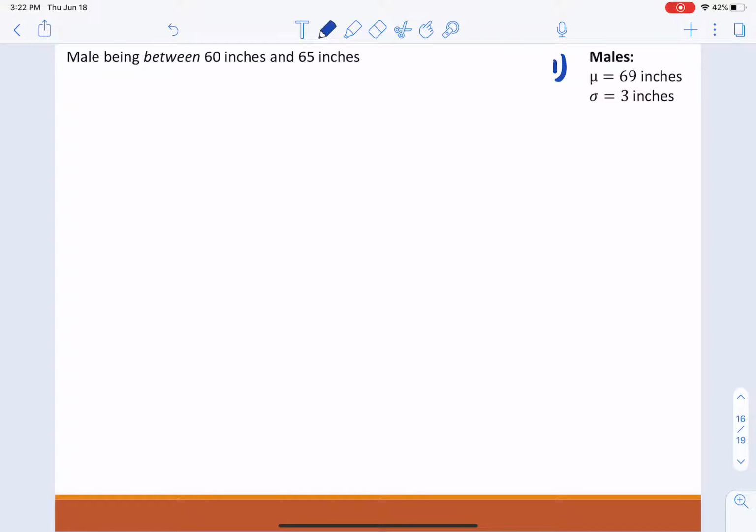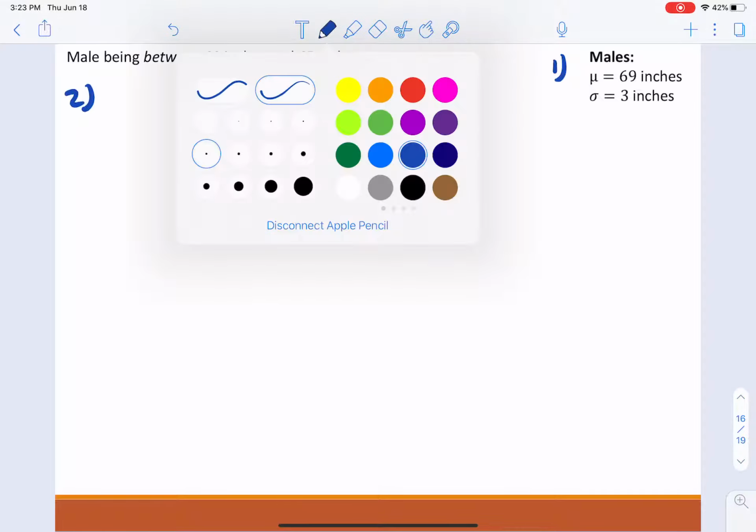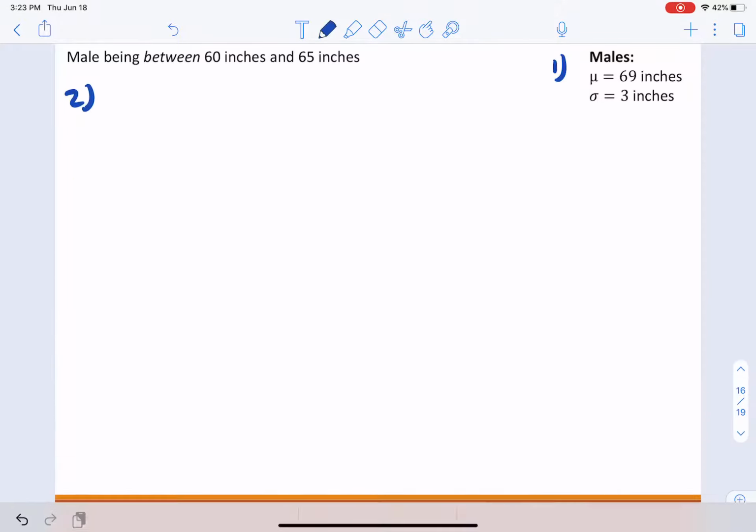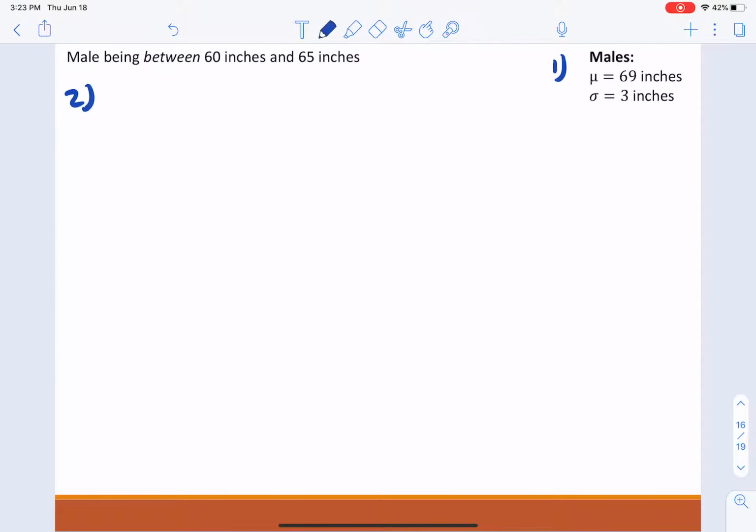And then something new, and it's only barely new. Since we're not working with something less than or greater than, we are working with values in between. We just need to rework our probability statement. So it's still the probability of something, but we're going to be in between these two values. So that would look something like this. 60 inches, and then I'll give myself some more room. 65.